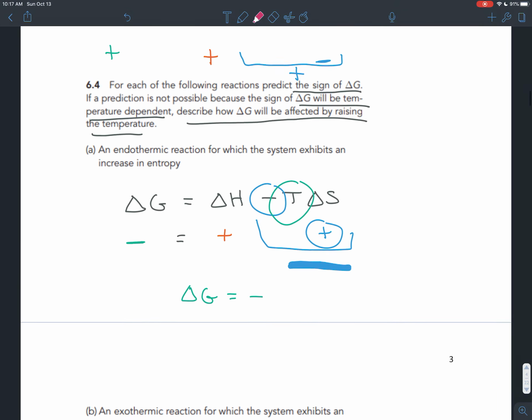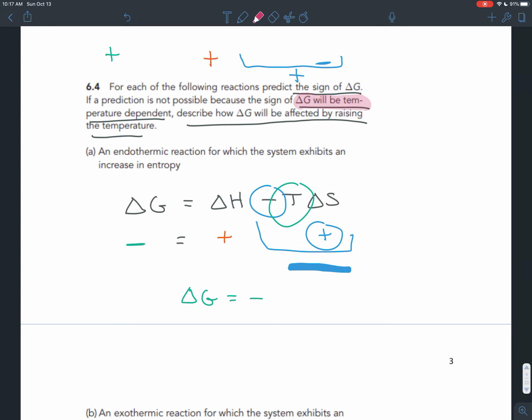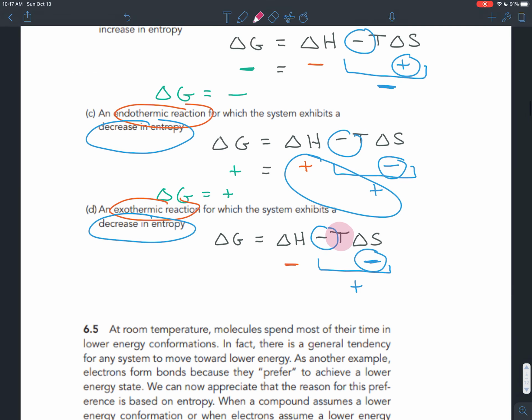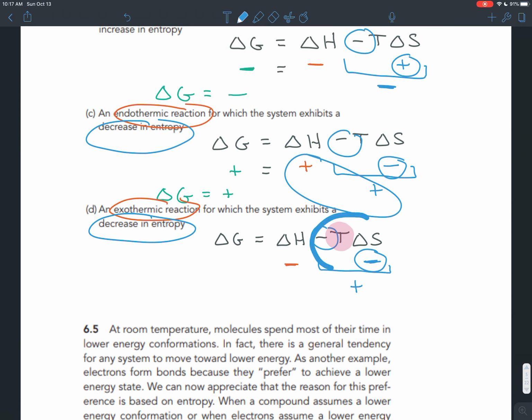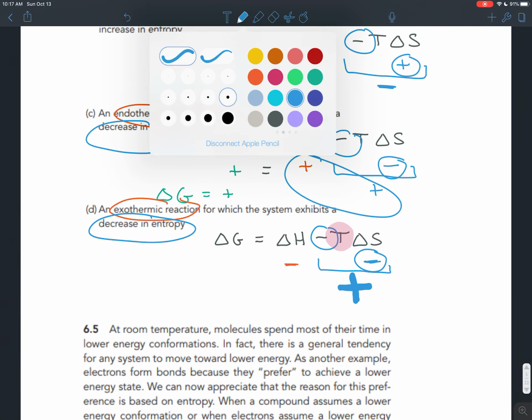They told us in the problem, if it depends on temperature, describe how delta G will be affected by raising the temperature. Now, at a big temperature, this term becomes really, really big. The temperature is being multiplied by delta S. So if you multiply a big number by delta S, that becomes a really positive term. It was normally positive before, but if you raise the temperature, it becomes really positive, and that overshadows the enthalpy.